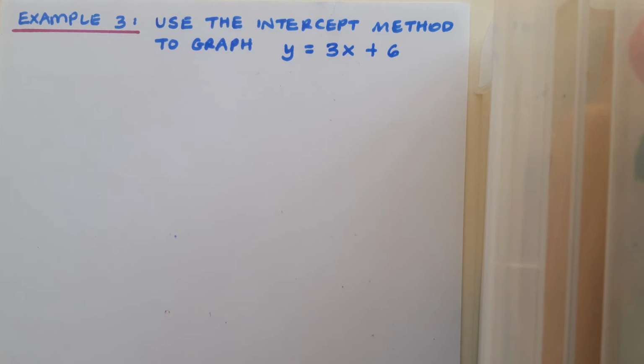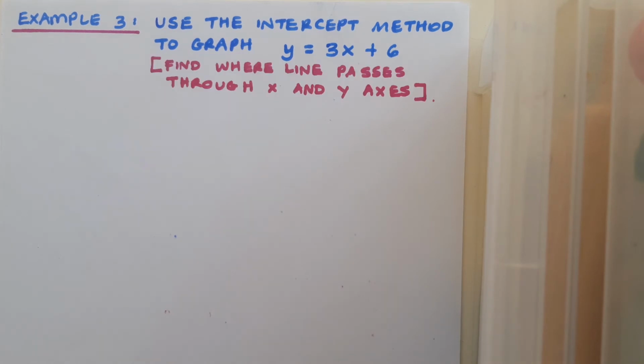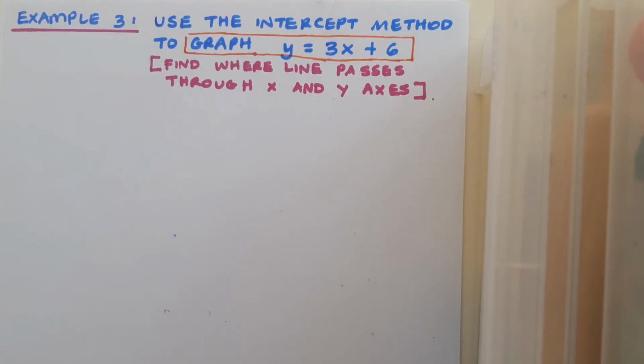There is also a different way that questions about graphing lines can be asked. You might be asked to use the intercept method. This just means that we need to find where the line passes through the x and y axes. The phrase intercept method may or may not be used in a question like this. The question might just state that you need to graph y equals 3x plus 6. Generally, if there's no domain given, then the intercept method is a good approach.